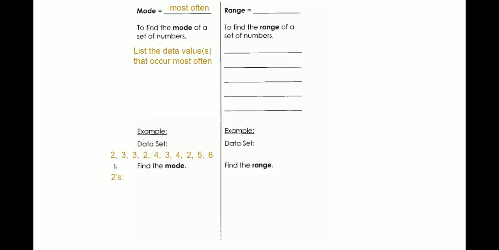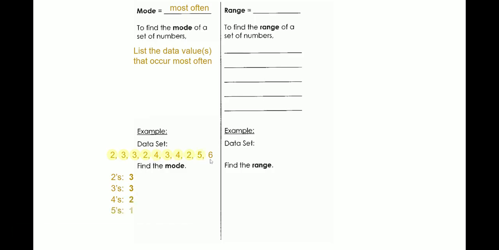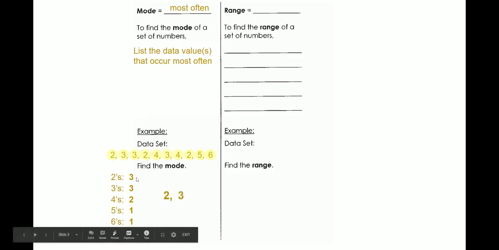This is how people answered. To find the mode, you count how many 2s there are. There are 1, 2, 3 2s. How many 3s are there? There are 1, 2, 3 3s. Let's see how many people have 4 pets. 2 people have 4 pets. 1 person has 5 pets, and 1 person has 6 pets. So what is the number that occurs most often? Well, it's 2 and it's 3, because both of those occur 3 times.